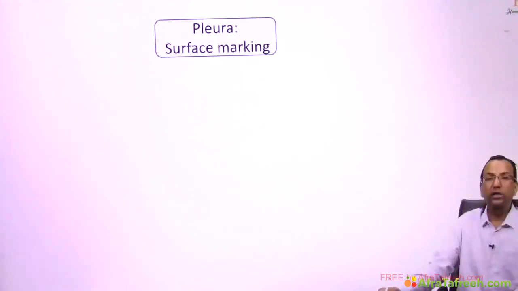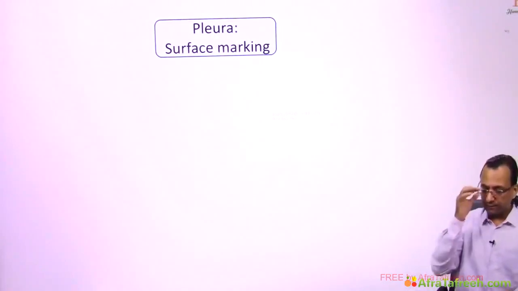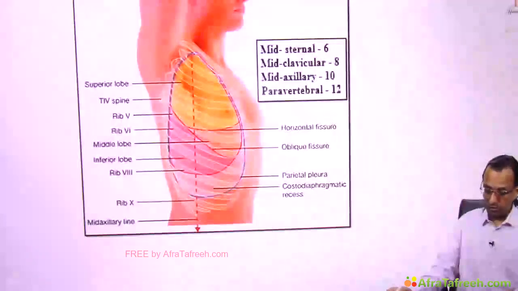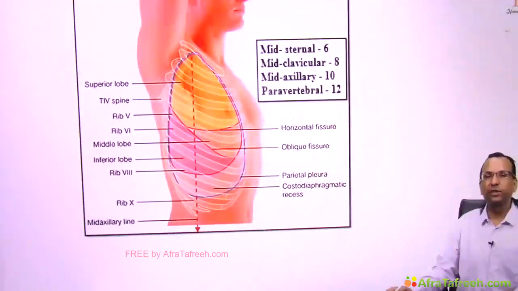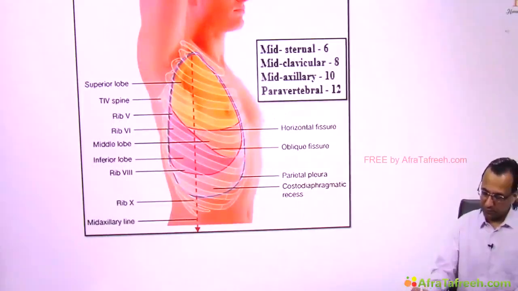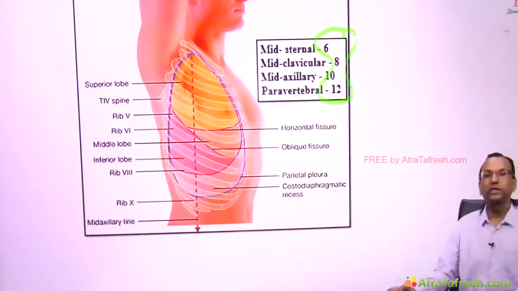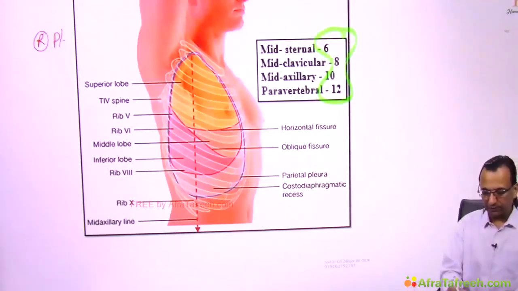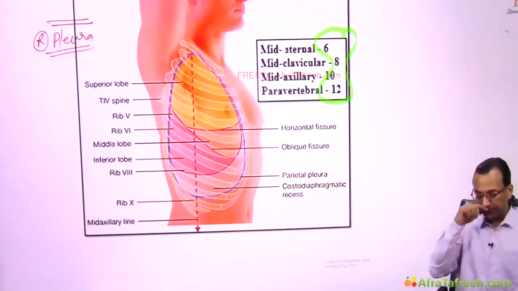Now let us mark the pleura, the surface marking of pleura, and along with that you can mark the lung also. How? Look at this person, and you have to remember 6, 8, 10, 12. What is 6, 8, 10, 12? It is the right pleura marking. So you are marking the right pleura first? Yes. Okay, then mark the right pleura.